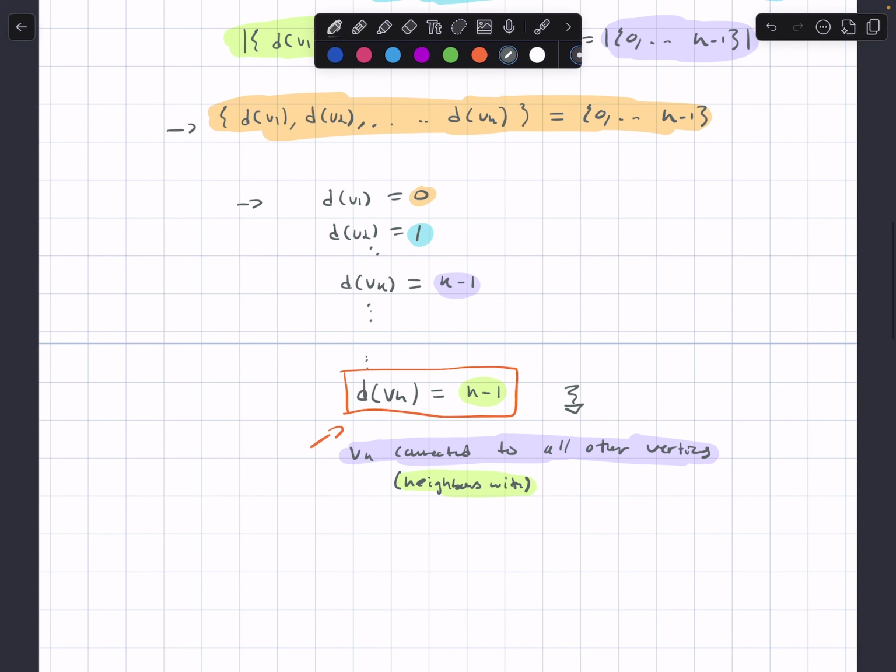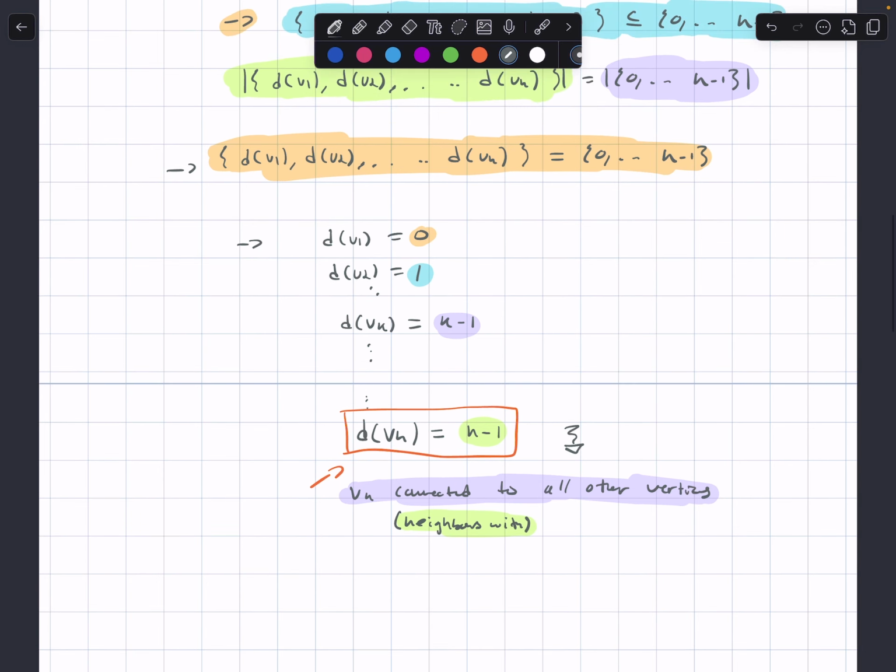So we're saying it's neighbors with, or whatever the prof in your course wants you to use, or it's adjacent to all other vertices. And so, because it has maximal degree, right? Its degree is n minus 1, that means it has n minus 1 neighbors, and there are n minus 1 other vertices that it could be neighbors with, that it could be adjacent to. But d of v1, the degree of this one, has to be equal to 0. So that means that v1 has no neighbors.